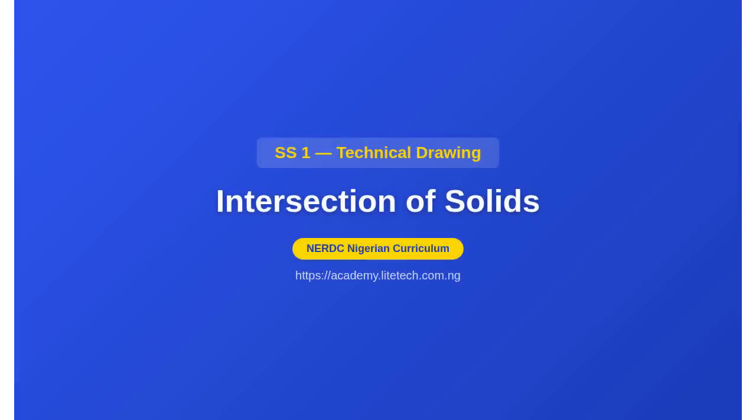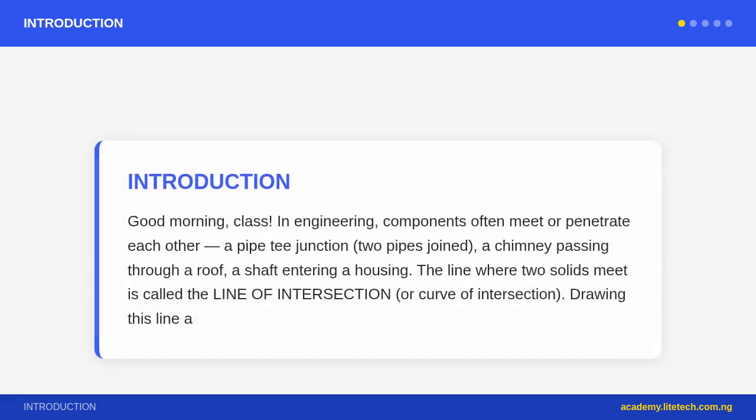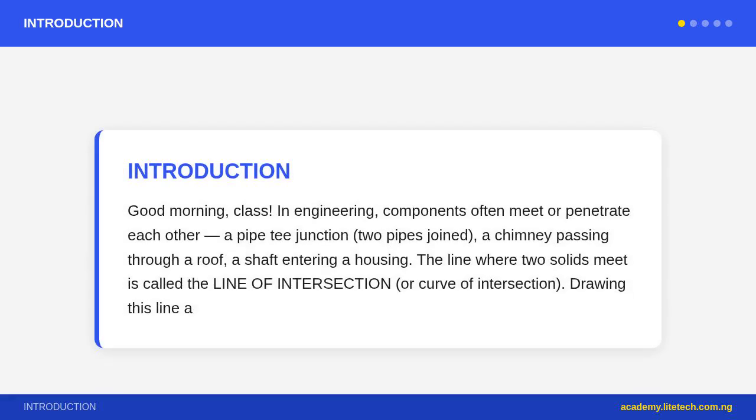Good morning, class. In engineering, components often meet or penetrate each other: a pipe T-junction, two pipes joined, a chimney passing through a roof, a shaft entering a housing. The line where two solids meet is called the line of intersection, or curve of intersection.